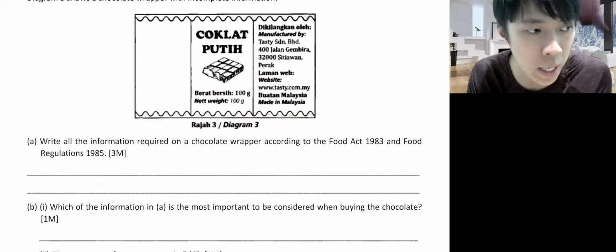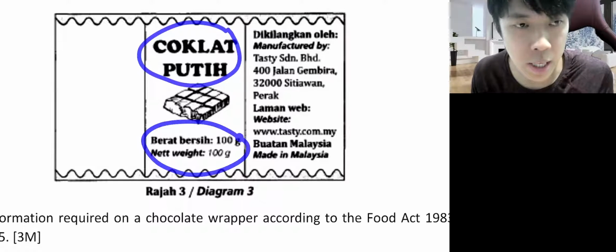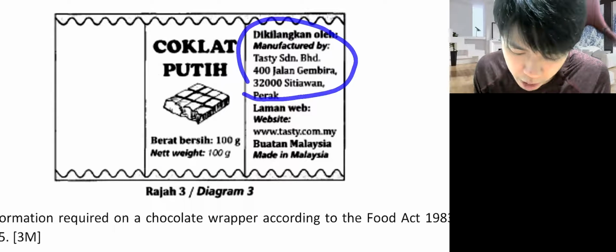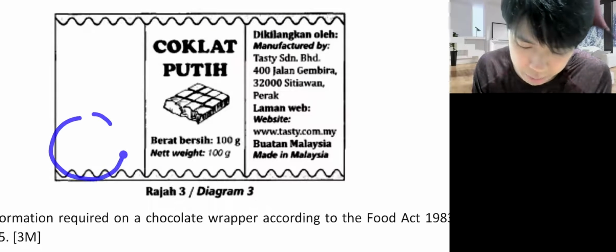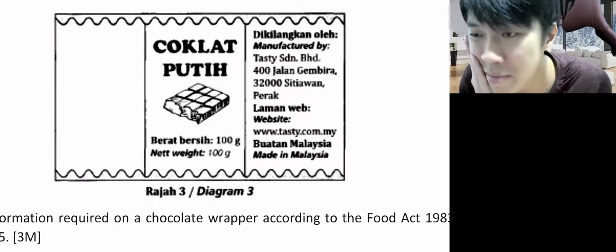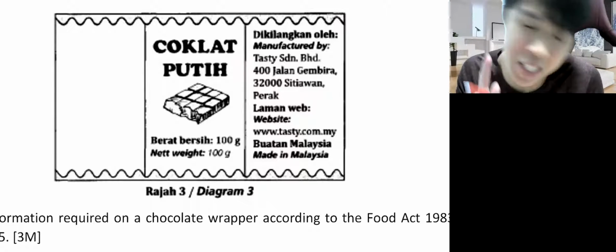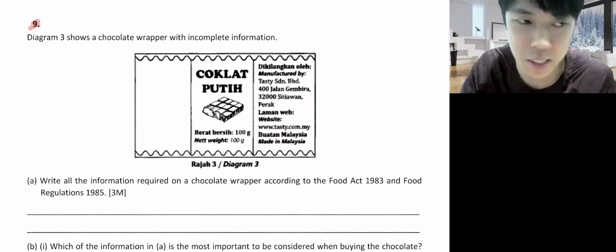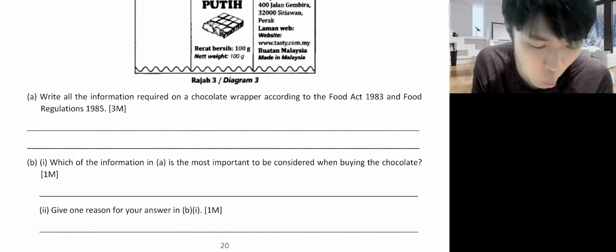Let's check if everything is in. Food type, yes. Food quantity, yes. What is missing, by the way? Name and address of the manufacturer. A lot is missing. Expiry date is missing. Ingredient is missing. Price is missing. Halal sign is missing, but halal is not compulsory because some food is non-halal, so that's not in the list. Anyway, the question is not asking for that. If the question asks what is missing, then you must write all that. But here the question is asking you to write everything.